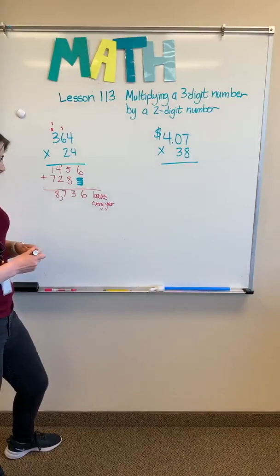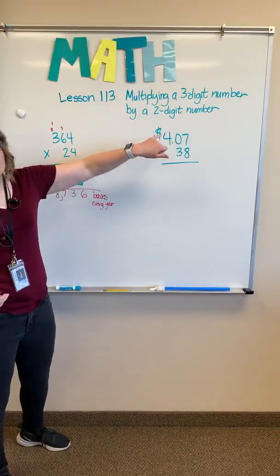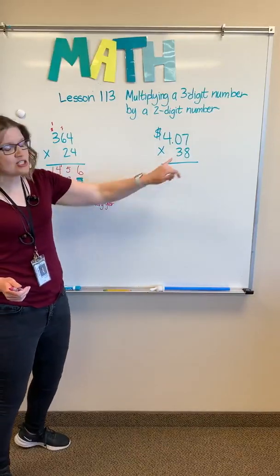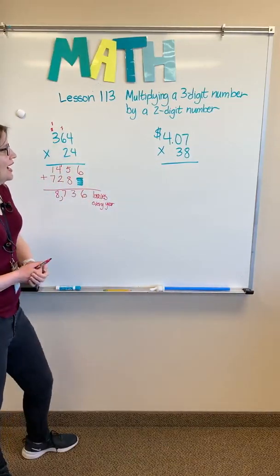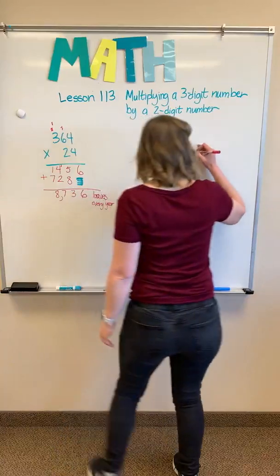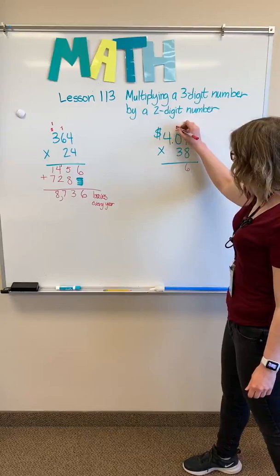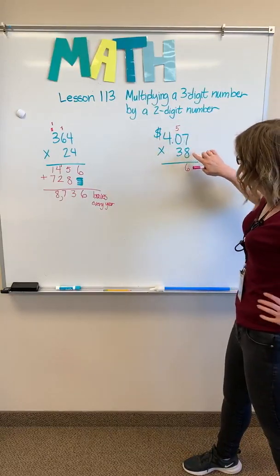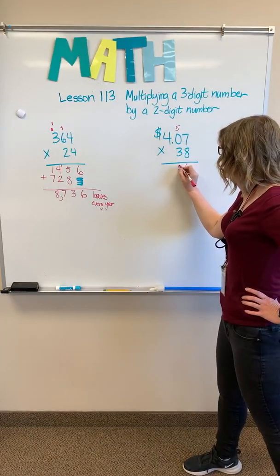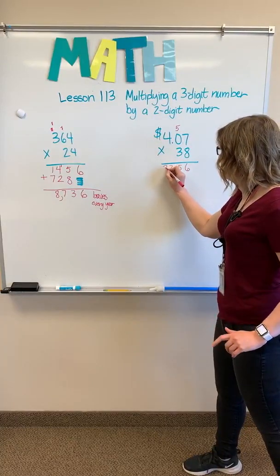Okay. Now, our next problem is Mrs. Jones bought dictionaries. They were $4.07 apiece. She purchased 38 dictionaries. And so let's tackle this. I know that 8 times 7 is 56, so I put my 6 right here. I put my 5 of the tens. 8 times 0 is 0 plus 5. 8 times 4 is 32. And I put my 3 there.